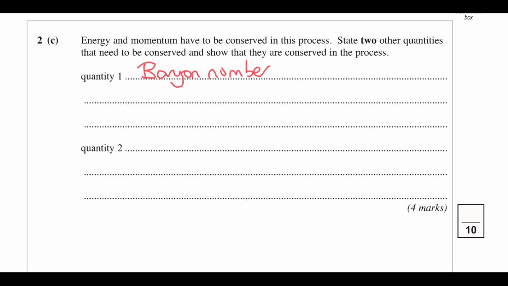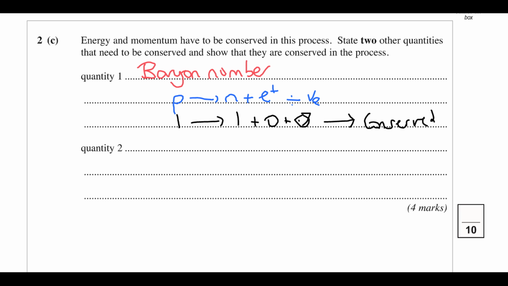So let's write out the decay. This is how I always show conservation. Proton to neutron plus electron, anti-electron or positron plus electron neutrino. So we're going to look at baryon number. We've got a baryon number of 1 going to 1 plus 0 plus 0. So you can see that's conserved. That works. 1 to start with, 1 afterwards.